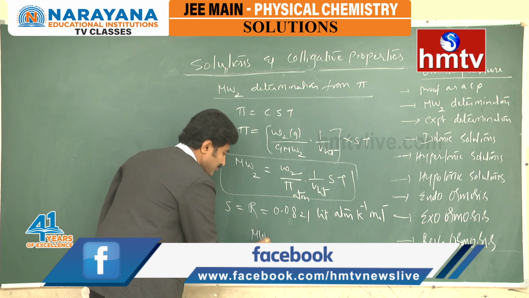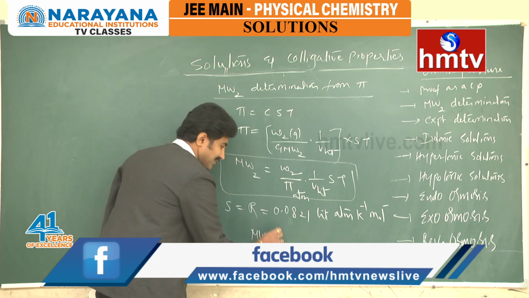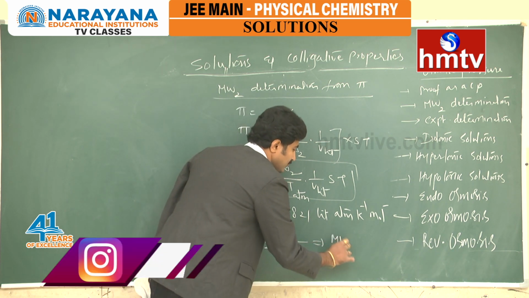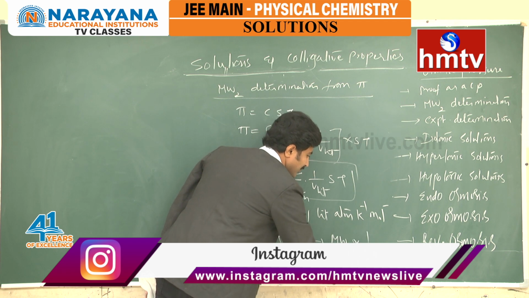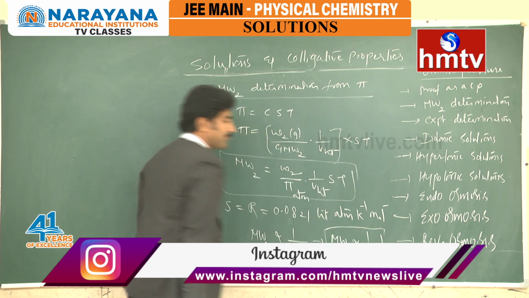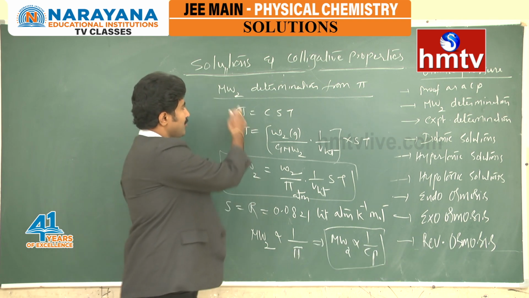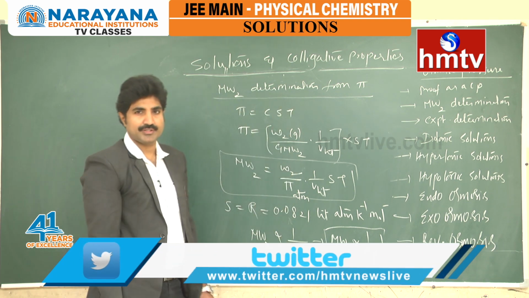What is the final conclusion? The molecular weight of the solute is inversely proportional to osmotic pressure. That means the molecular weight of the solute is inversely proportional to the colligative property. We can prove this relation for every colligative property. So this is the molecular weight determination from osmotic pressure.